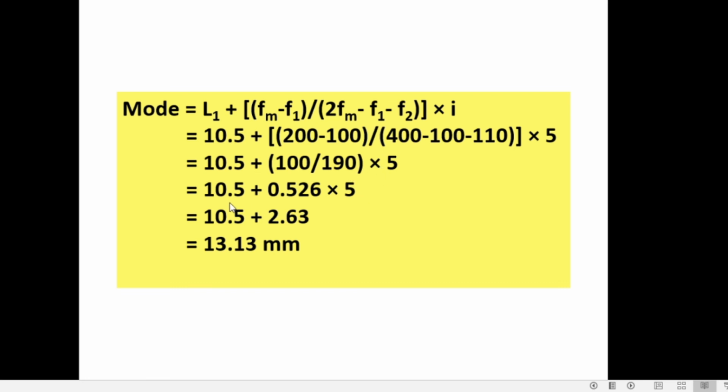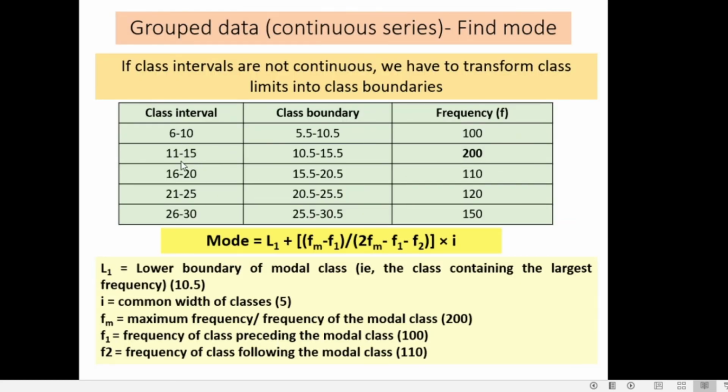That is equal to 10.5 plus 0.526 into 5. That is equal to 10.5 plus 2.63, and that is equal to 13.13 millimeter. So that is the mode. When you take these lengths into consideration, the one which has the maximum frequency is 13.13. So the mode is 13.13 millimeter. So this finishes the calculation of mean, median and mode for grouped data containing class intervals.